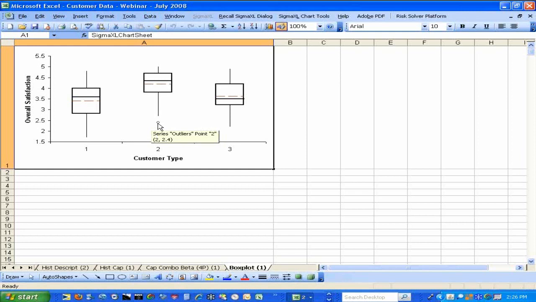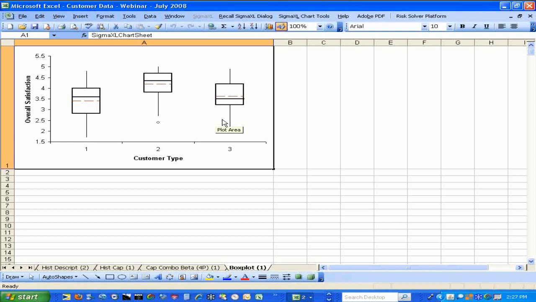DuPont invented Kevlar as the result of investigating a statistical outlier. So outliers aren't necessarily a bad thing. They can be a good thing, leading you to new knowledge and new understanding. In this case, just looking at the box plot, we do see a difference across customer type. So now, okay, customer type 2 seems to have more satisfied customers, but it still doesn't answer the question why. But it does appear that there's a difference.